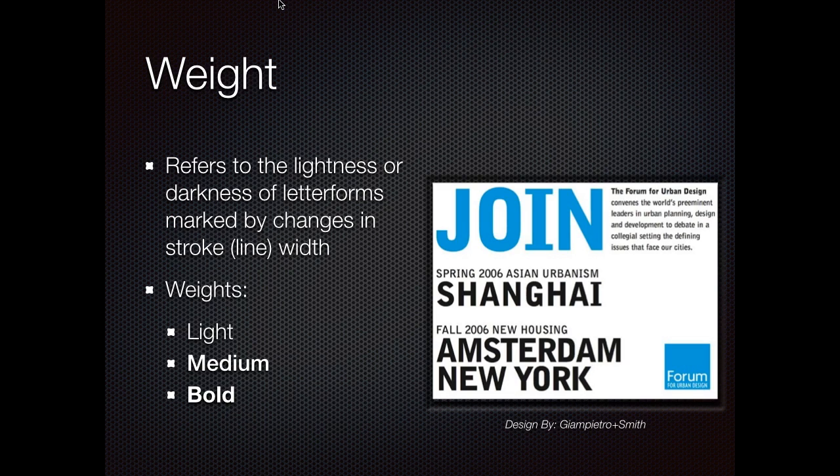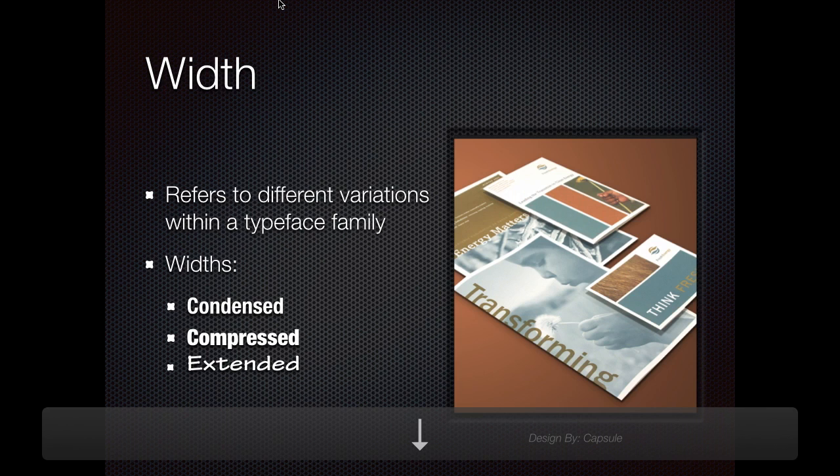Weight refers to the relative lightness or darkness of the letter forms in general, and it is marked by changes in the stroke or line width. So you may see in your font list Arial Light or Arial Medium. You've probably seen this. Not all fonts have this, but some do. This is the typographic designer saying this is a medium version of my font, this is a bold version of my font. So they're controlling that weight.